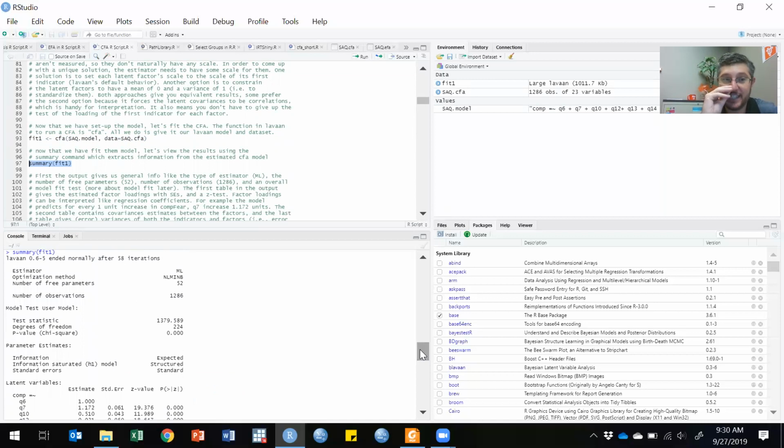So the first thing you can see is that it gives you the lavaan version number. It ended normally after 58 iterations. It tells you the number of free parameters here. I'll show you later on how that's calculated. The number of observations in the data set, you can check to make sure that's correct. It gives you an overall fit index. We'll talk about fit indices a little bit later.